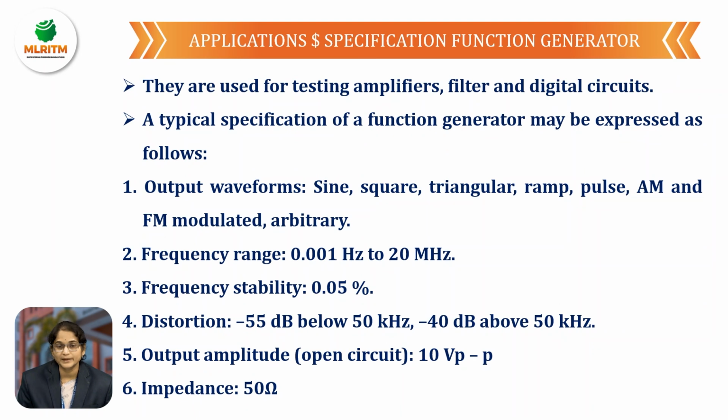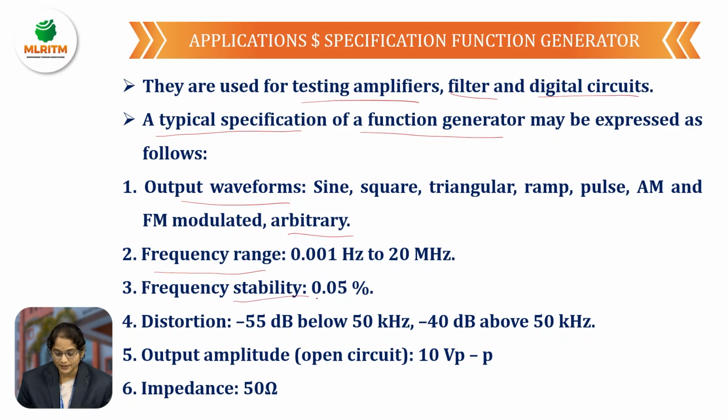And what are the applications and specifications of this function generator? They are used for testing amplifiers, filters and digital circuits. The typical specifications of the function generator may be expressed as follows. The output waveforms are sine wave, square wave, ramp, pulse, and AM and FM modulated arbitrary waveforms, and the frequency ranges from 0.001 Hz to 20 megahertz.